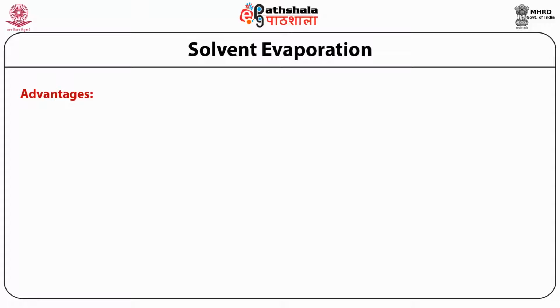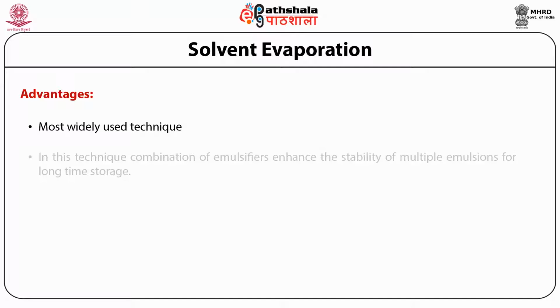Now in the end, let's talk about the advantages and disadvantages of the solvent evaporation technique. It is the most widely used technique because of its simplicity and ease of performance. In this technique, a combination of emulsifiers increases the stability of the multiple emulsions for long-time storage. It means its shelf life is much higher than other techniques.